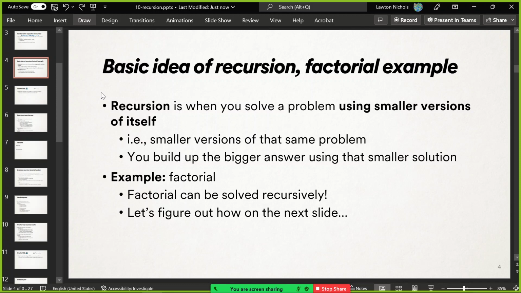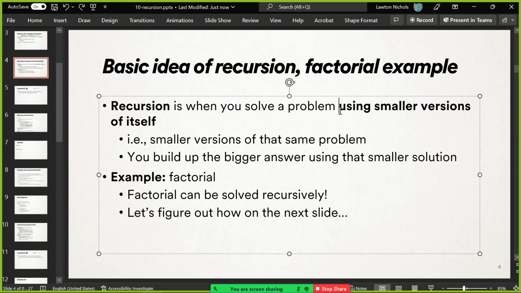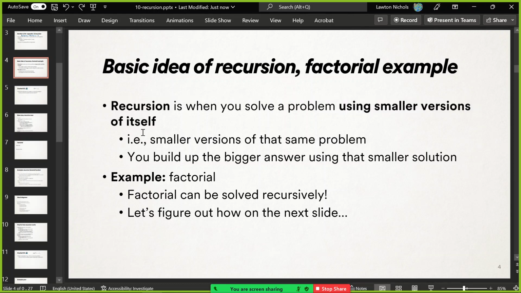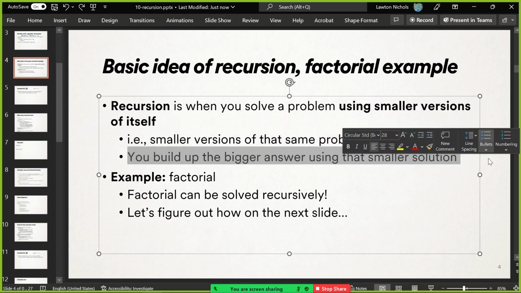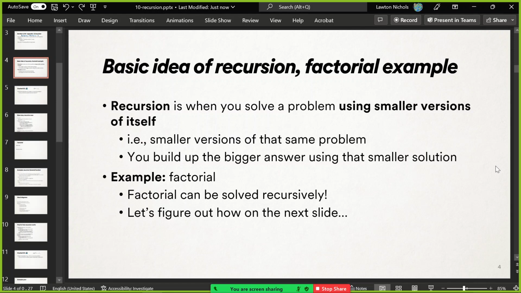So recursion, you solve a problem using recursion when you find smaller versions of that problem inside of itself. You solve a problem using smaller versions of itself, smaller versions of that same problem, okay? And you're going to end up building up a bigger answer using the smaller solution. Like you send off the smaller solution to go and find out the answer to that smaller problem, and then you do the final thing to make it the bigger solution. That'll make sense in just a second, I promise.